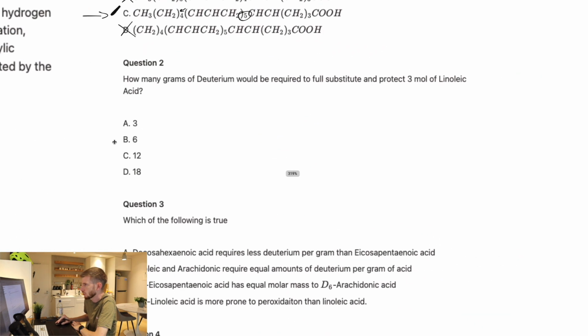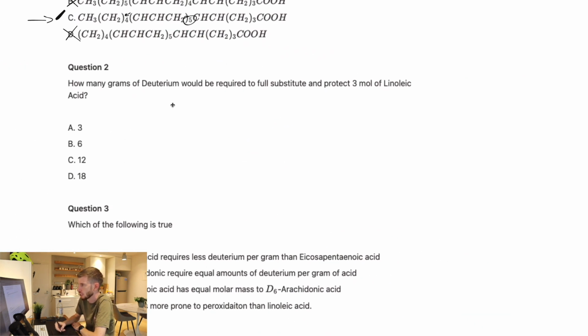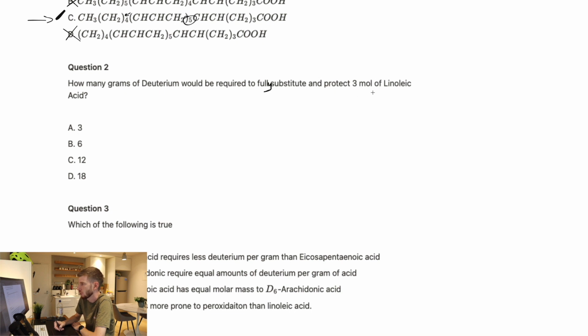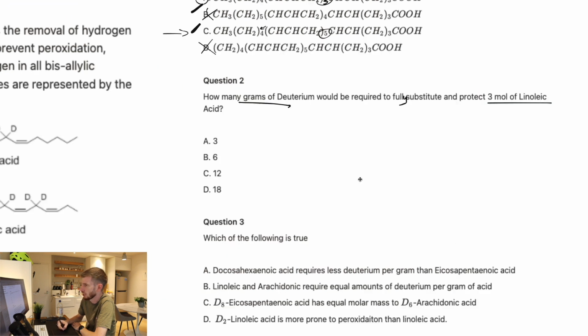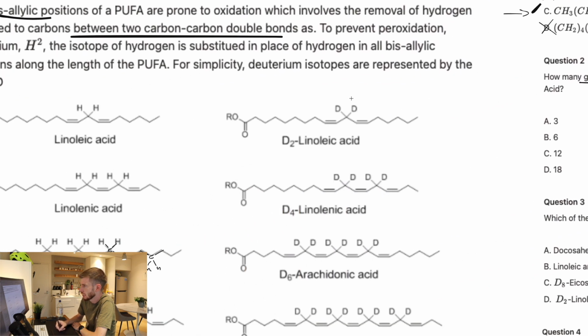All right, so then the next one we have is how many grams of deuterium would be required to fully substitute, slight typo, fully substitute and protect 3 mole of linoleic acid. So it was referring to the deuterium substitution as a way of preventing oxidation or peroxidation. And we're looking for how many grams of deuterium would be needed to protect 3 mole of linoleic. So let's go find linoleic first. Here it is here with its protection on there. It needs 2 deuterium per molecule.